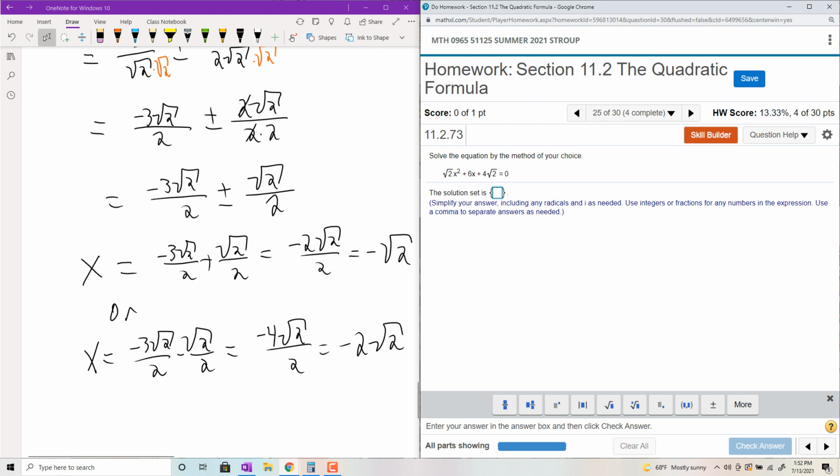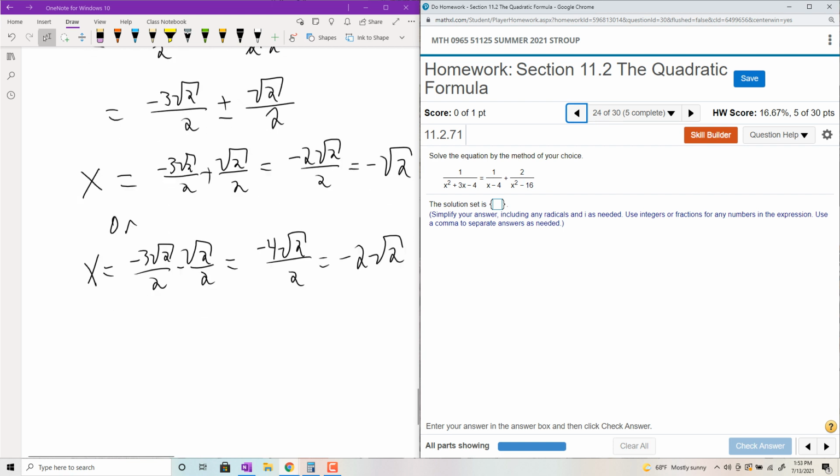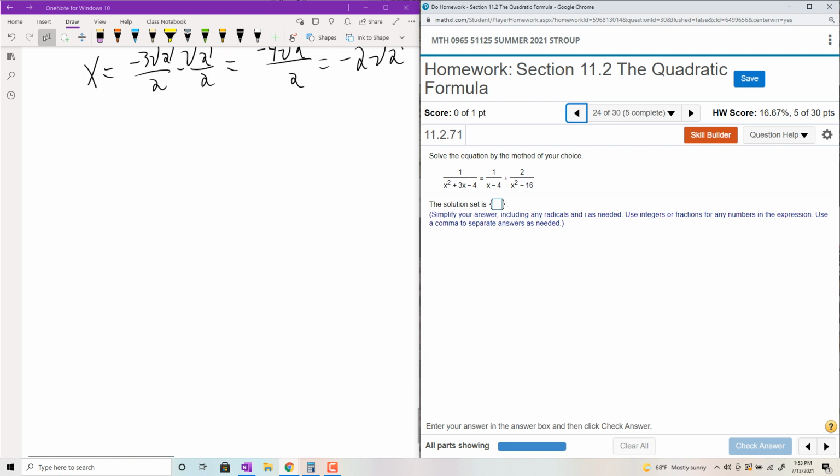Let's see if that will make them happy. Negative square root 2, comma, negative 2 square root of 2. Okay, that one was weird. Ugh, look at this thing. Let's try that.